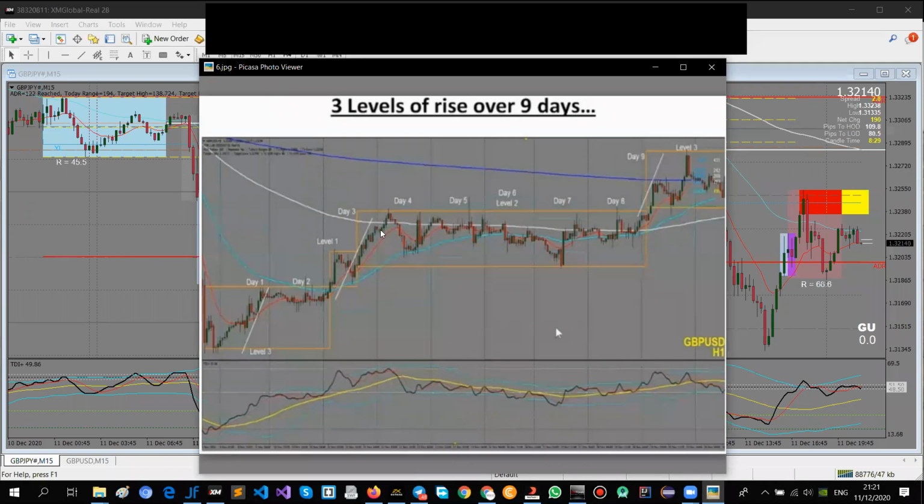You can see that on this particular pair, for these 2 weeks, the market makers moved price and completed the levels for a particular pair in 2 weeks, guys. It took 9 days to complete 3 levels. So you can imagine how confusing it can be at times when you're used to counting 3 levels for 3 days.